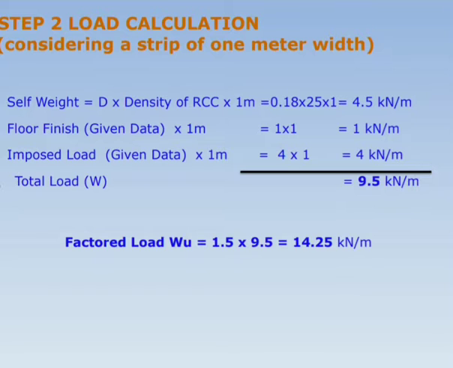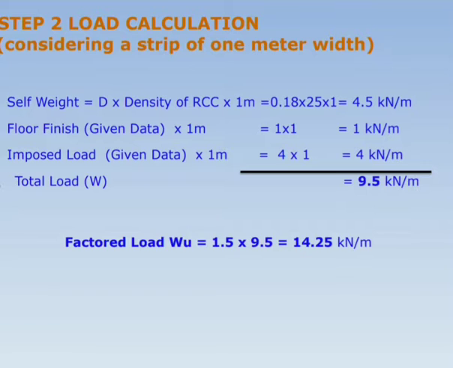Self weight is nothing but the total depth times the density of the slab multiplied by 1 meter. As I said, we have to consider 1 meter width, because we designed the slab for a strip of 1 meter width. Similarly, for floor finish, let us multiply by 1 meter, then the imposed load, which is the given data. So the total load we get is 9.5 kN/m, which is in the form of a UDL.